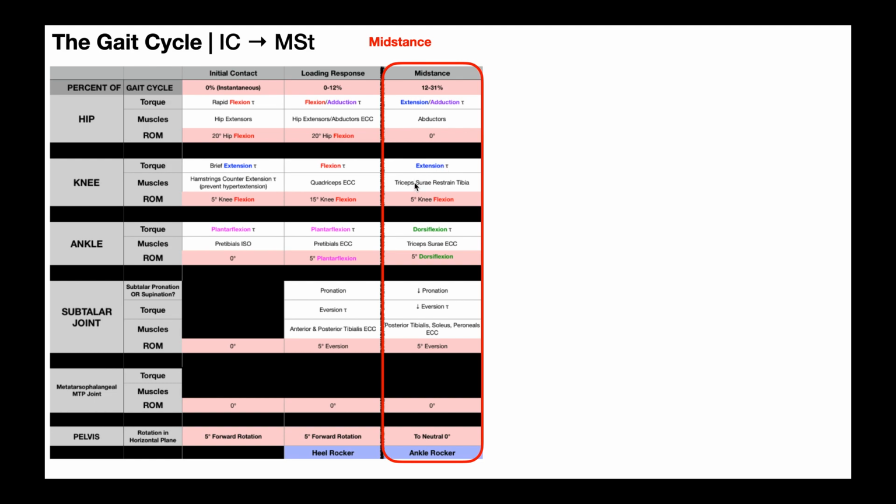Okay, so the triceps surae, they control that extension so that it's not excessive. So we still get some, but not a lot. Now let's look at the ankle joint. At the ankle joint, we now have an induced dorsiflexion torque. Let's understand why that is.